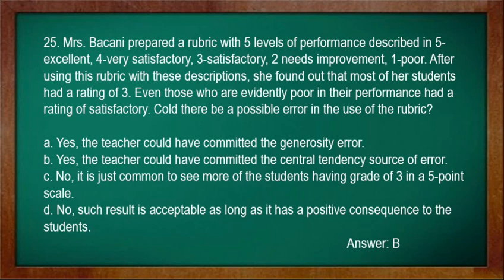A. Yes, the teacher could have committed the generosity error. B. Yes, the teacher could have committed the central tendency source of error. C. No, it is just common to see more of the students having grade of 3 in a 5-point scale. D. No, such result is acceptable as long as it has a positive consequence to the students.